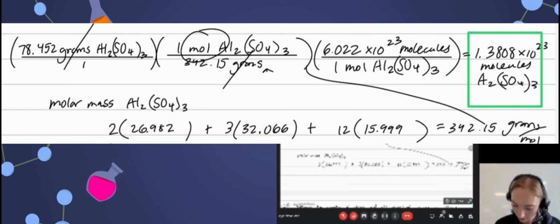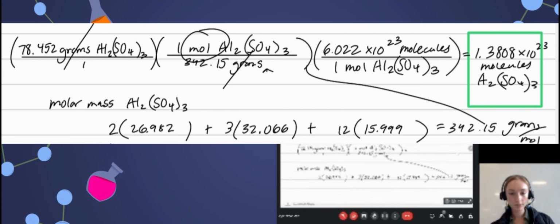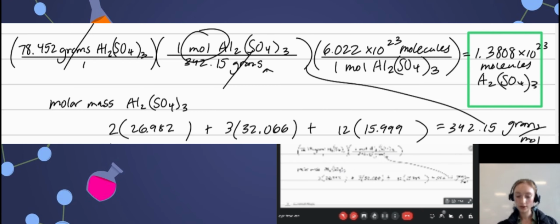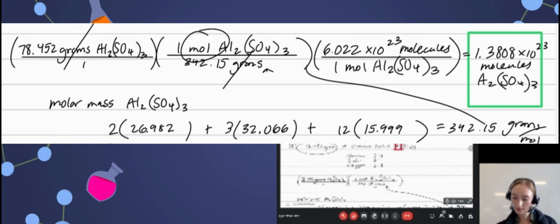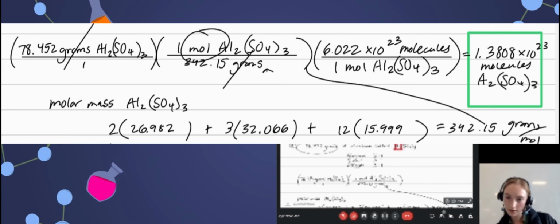So we have 342.15 grams per 1 mole on the bottom of aluminum sulfate. So multiplying these out, we will get moles, but the question is asking for, I believe, not only the number of moles, but also the number of molecules. I think that's what it was asking. So it's not only moles, but it's also asking for molecules.